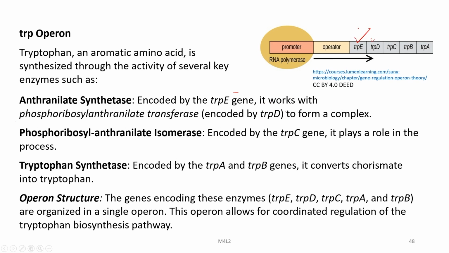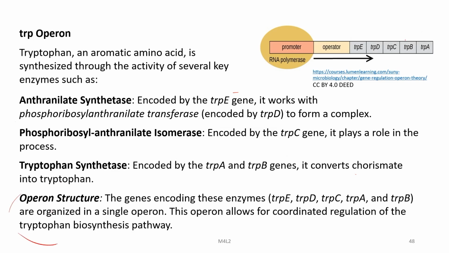So, this is the trpE gene, you can see, and then there is the trpC gene producing the next enzyme here, and this plays a crucial role. Then there are the trpA and trpB genes here, which produce tryptophan synthase, and this converts chorismate into tryptophan. Now, all these genes of the tryptophan operon are under a single controlling element, promoter and operator, as you can see. So, they are polycistronic.